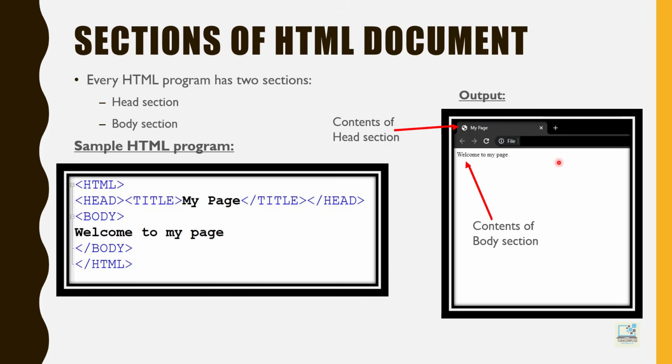So in the title bar the title of the page is displayed, whereas this part of the screen you see here we have the body section. So all the contents of the body section are displayed in this part of your web browser.